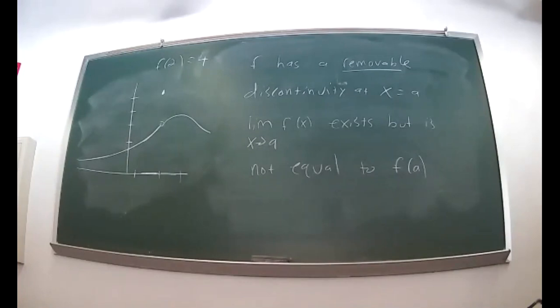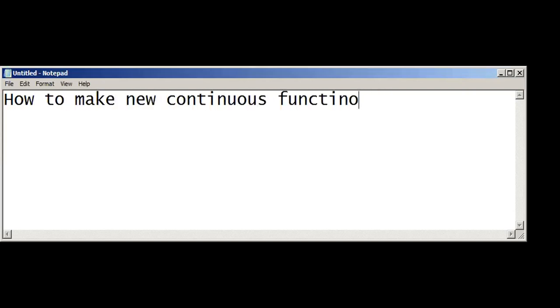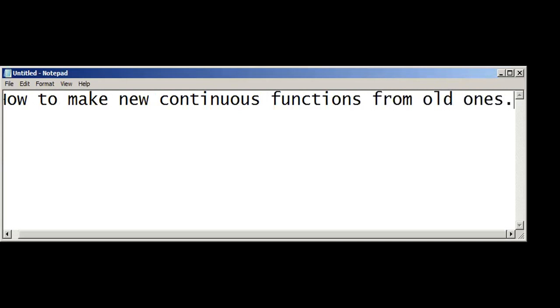So just a few basic facts about continuous functions. These are facts that you prove in a course on real analysis, like in Math 312. But here, I'll just state them for now and we can come back to them. And I'll do this with Notepad, and I can then go into Desmos if I want to draw some graphs. But so how to make new continuous functions from old ones.